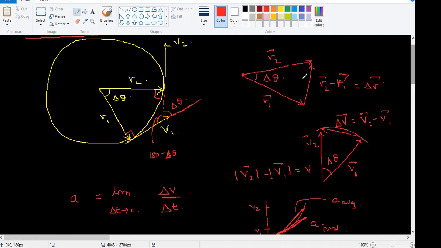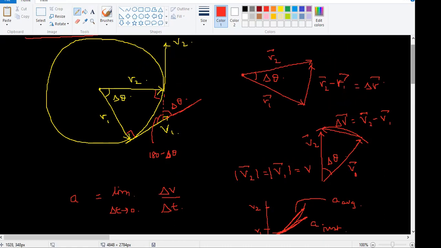So look at this triangle and this triangle. This radius and this radius are the same. The length of this velocity and the length of this velocity, the magnitude of velocity, are the same. And this angle is the same. So this is an isosceles triangle. This is also an isosceles triangle because these two sides are the same, and the angle del theta is the same.